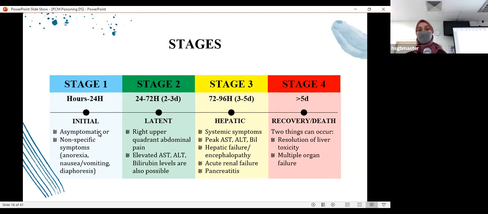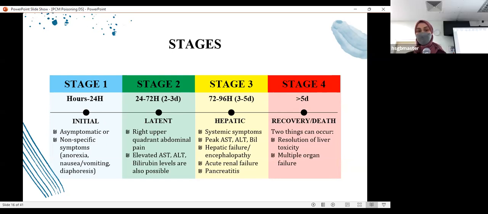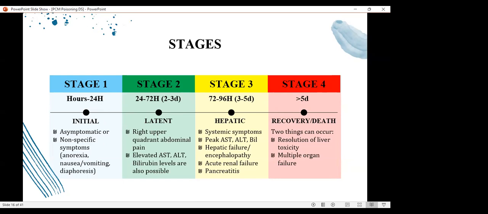So patients can either be asymptomatic or they can present to you with specific symptoms such as anorexia, nausea, vomiting, or diaphoresis. The second stage takes place at the 2nd to the 3rd day. It's called the latent phase. During this stage, patients can have right upper quadrant abdominal pain. They can have elevated transaminases.